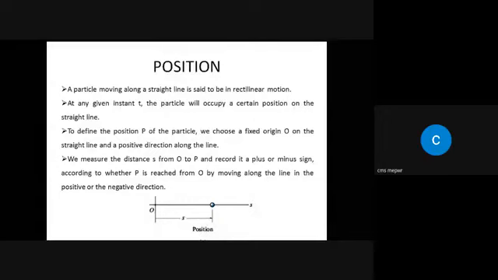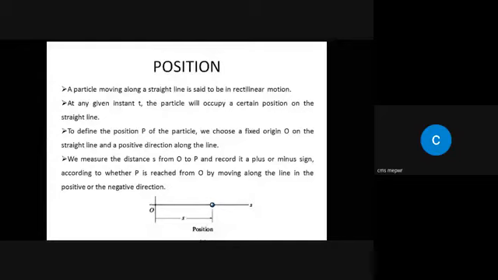So for example, we have this particle, and it is moving. Now to specify its position, what we basically do is choose an origin, and then we specify the positive and negative directions. We set some reference for ourselves, and based on this we measure the position, or the distance that it travels. The distance can be in the positive direction, or it can be in the negative direction. Then to define the position P of the particle, we choose a fixed origin O on the straight line and a positive direction along the line. We measure the distance s from O to P.